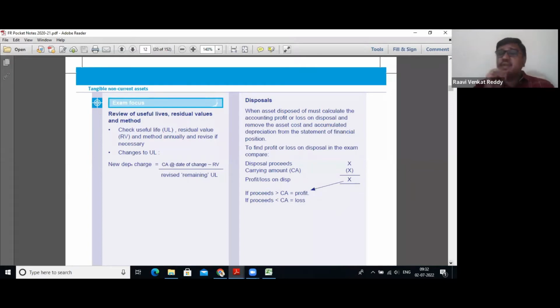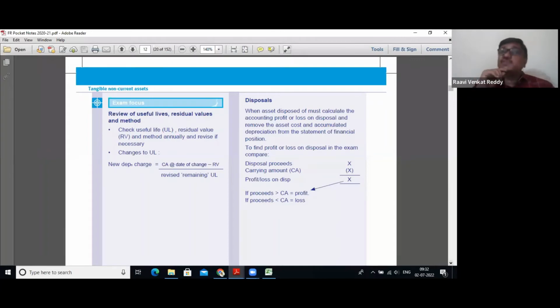Now, the next element is disposals. First, we are done with how to recognize. Then, in order to measure it, what is to be included and what is to be excluded. Then we started with depreciation, how the depreciation should be charged by considering the useful life of an asset. And the next one, disposals.